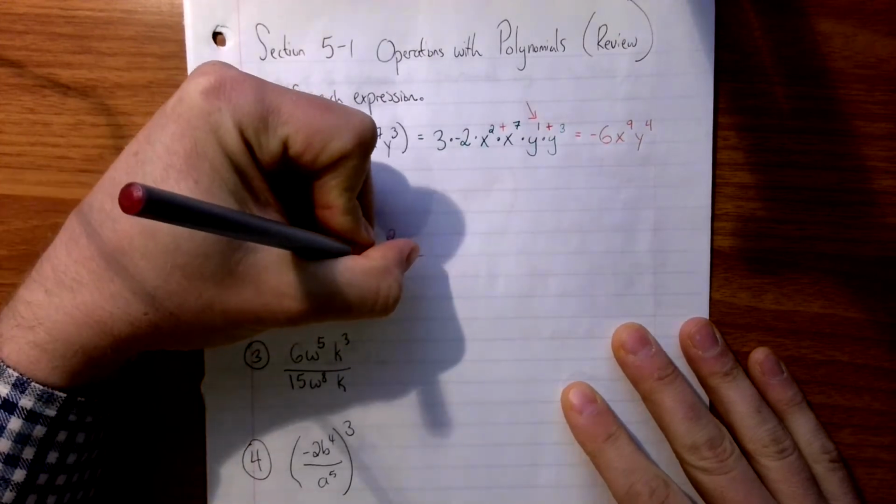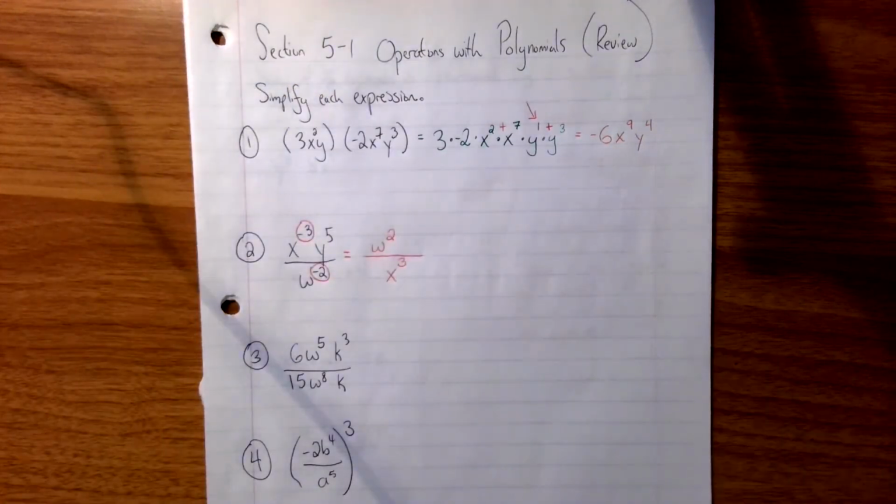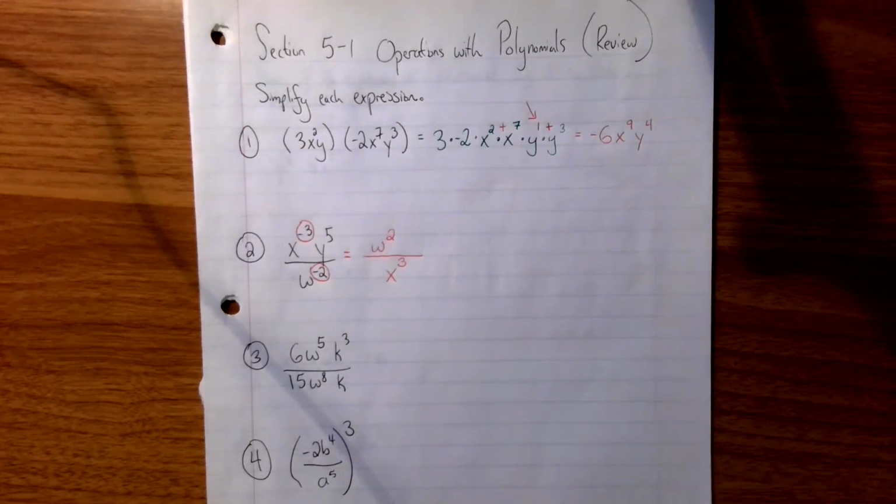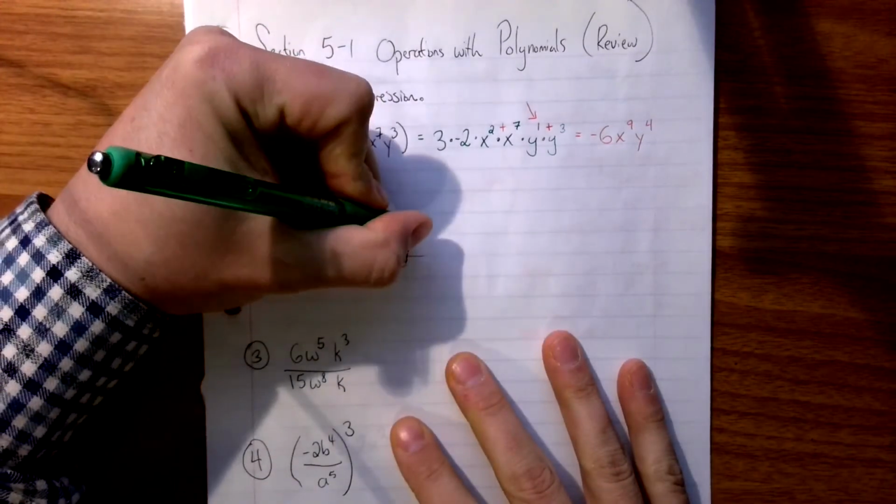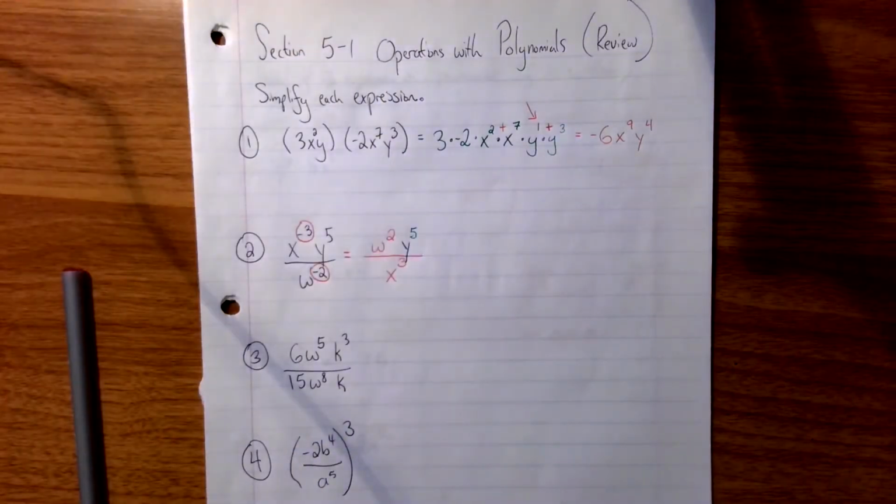So as you can see, the w squared to the power of -2 moved to the numerator, becoming w squared, and the similar thing happened with x to the power of -3.